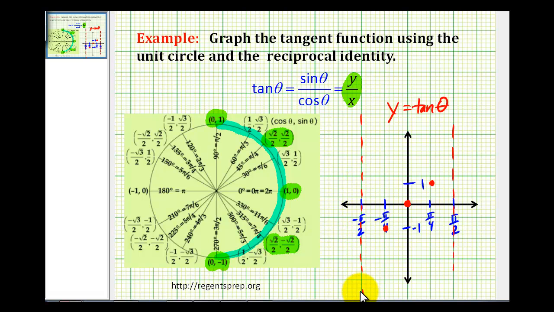And this should actually be enough information to make a decent graph of y equals tangent theta on this interval. We know it's going to pass through these 3 points and then it will approach the vertical asymptotes. So from here we can make a nice sketch of y equals tangent theta on this interval. It would look something like this.